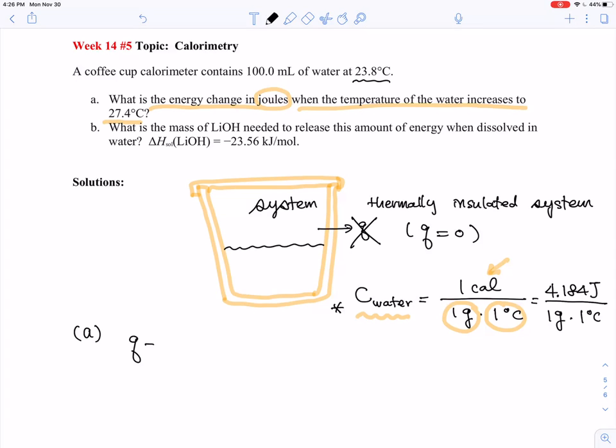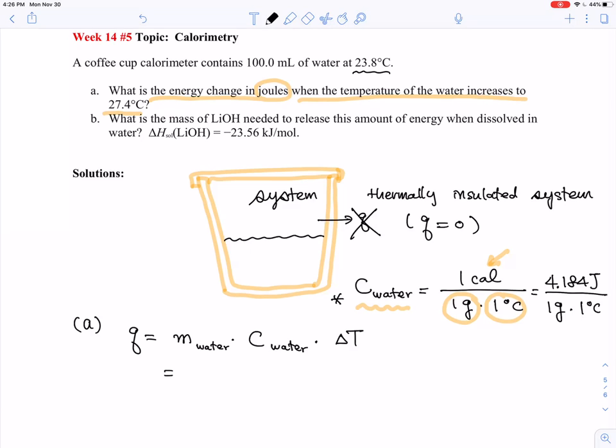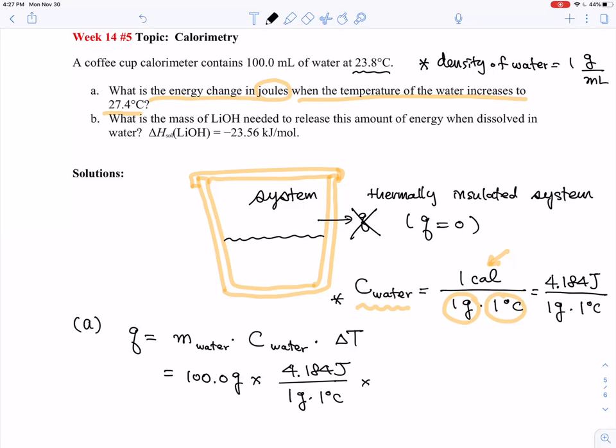So the Q is the mass of water, multiplied by C of water, multiplied by the temperature change, delta T. The mass here is 100.0 grams, assuming the density is 1. The density of water is 1 gram per milliliter. That's another quantity that we use. And then we are using 4.184 joule per gram per degree C. That's the heat capacity, the specific heat for water.